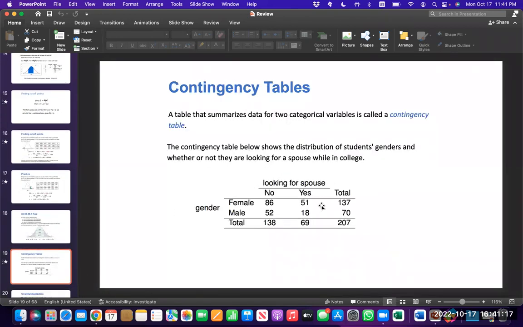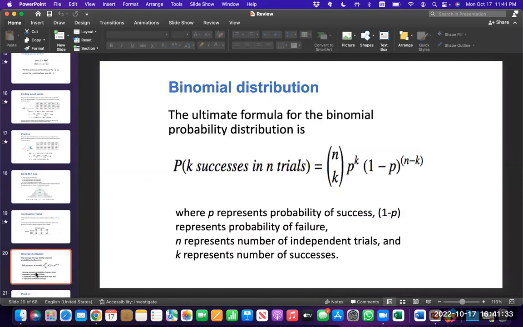Contingency tables are a way to depict counts and to give an overview of distribution within certain nominal categories. It's a summarization table that allows you to do calculations easily.